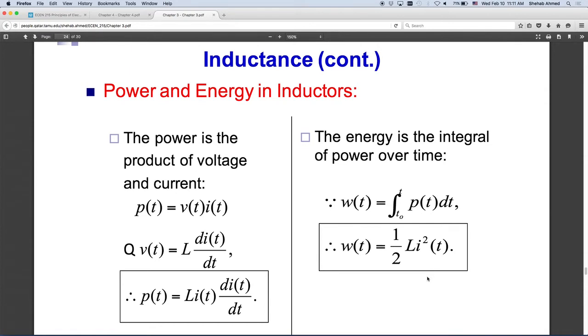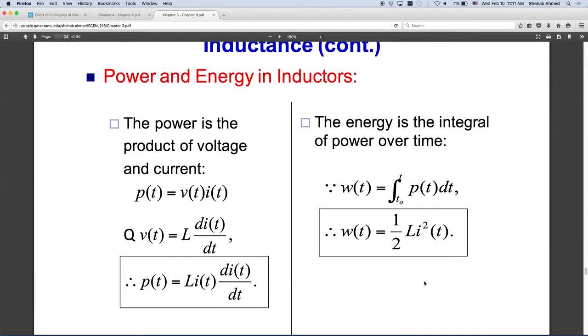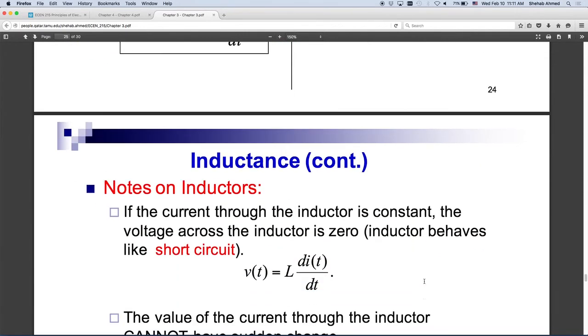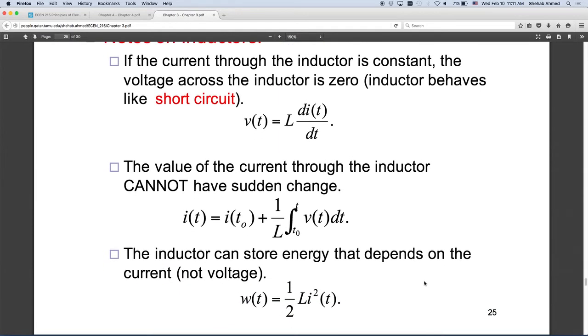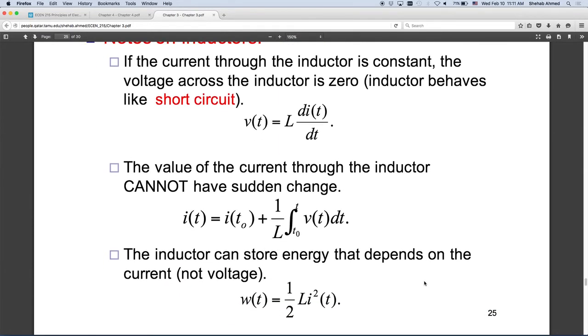What was the energy stored in the capacitor equal to? Half C V squared. So one depends on the voltage, one depends on the current. So they're always analogous. So this is a summary of what we just said: we have a relationship that governs the voltage and current across an inductor, and then we can calculate the current through the inductor, and hence the energy in the inductor.